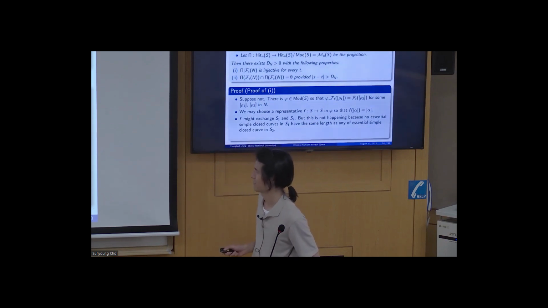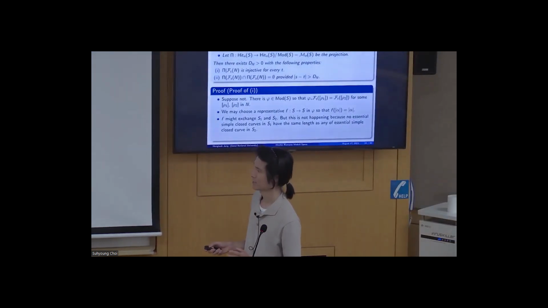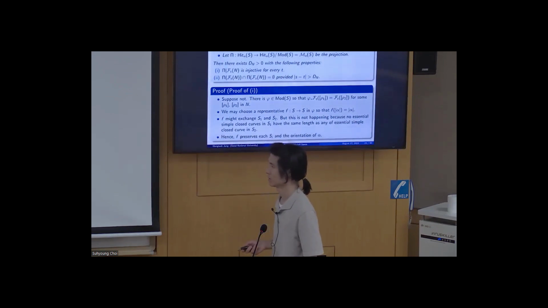Meaning that if f exchanges S1 and S2, then there must be a simple closed curve on S1 that has the same length as a simple closed curve in S2. But from our choice of n, all the simple closed curves on S1 must be different from any simple closed curve from S2. So it never happens. So f cannot exchange S1 and S2, and because f is orientation preserving, it must fix the orientation of alpha as well. So that's the kind of argument.